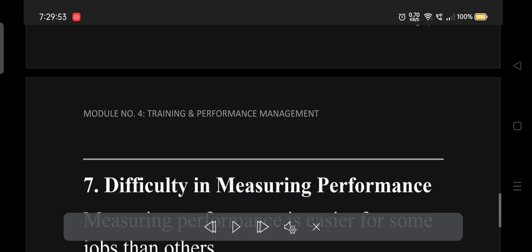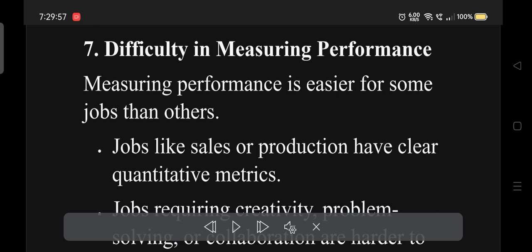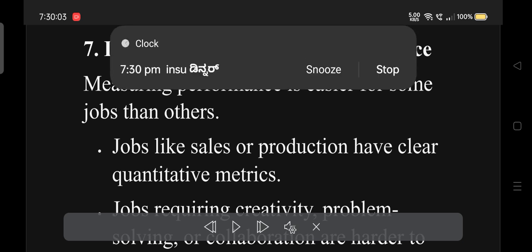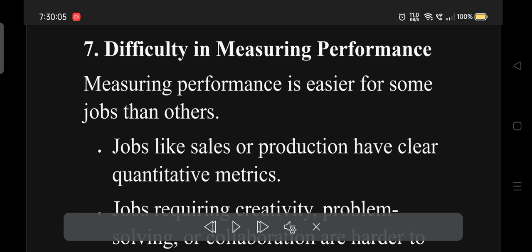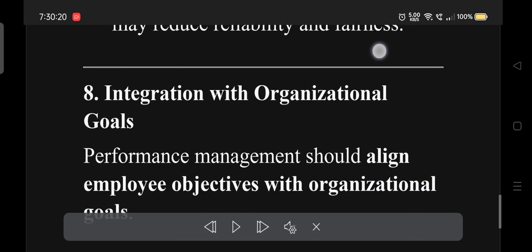7. Difficulty in measuring performance. Measuring performance is easier for some jobs than others. Jobs like sales or production have clear quantitative metrics. Jobs requiring creativity, problem-solving, or collaboration are harder to measure. Subjective evaluation in such cases may reduce reliability and fairness.